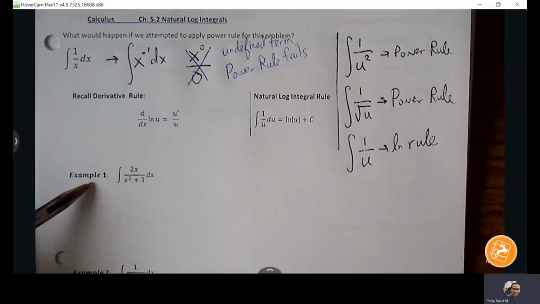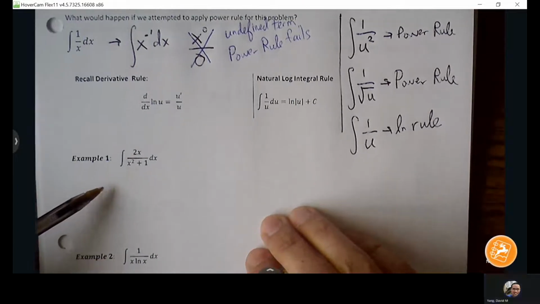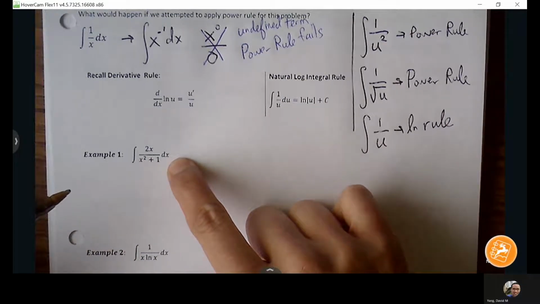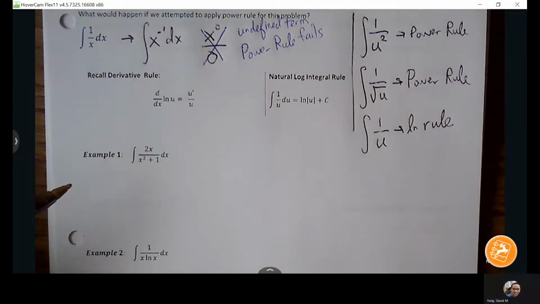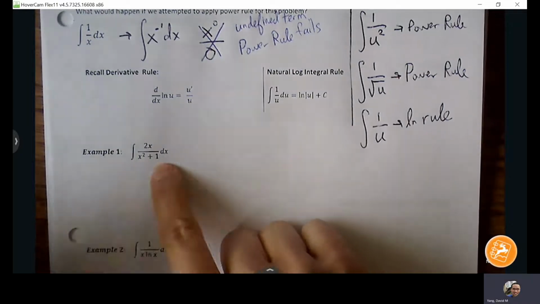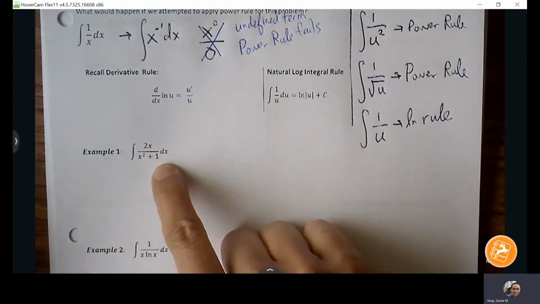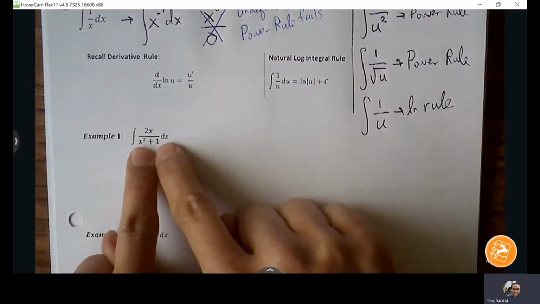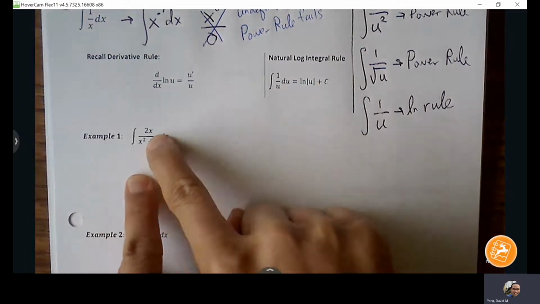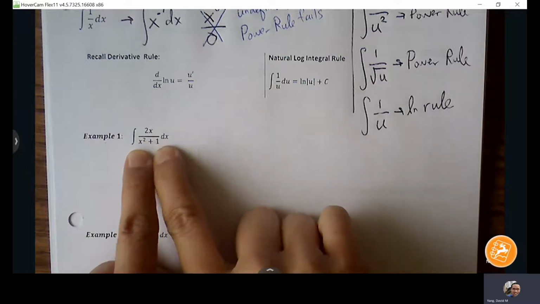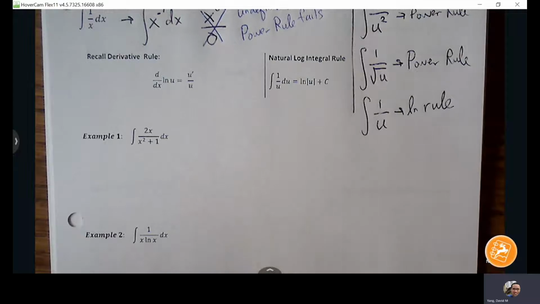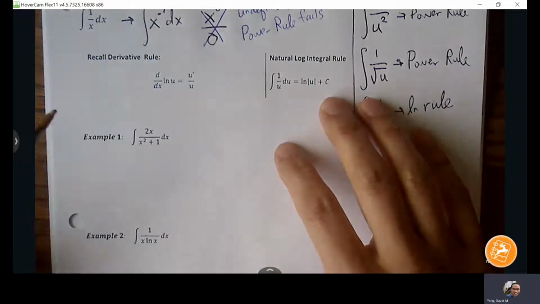Okay, so let's look at example 1 here. Integral of 2x over x squared plus 1 dx. Let's go down our options, right? Can I expand this problem using the power rule? Expansion is not going to work. There's too many terms in the denominator. I can't split this up into individual fractions. If I brought this up to the numerator, it's going to be parentheses to the -1, and we're still stuck not being able to make much progress.